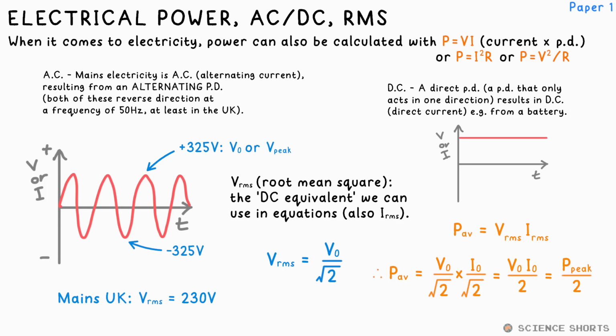To go from peak power to mean or average power, it's a little bit different. We don't call it RMS power, by the way. It's not quite the same.